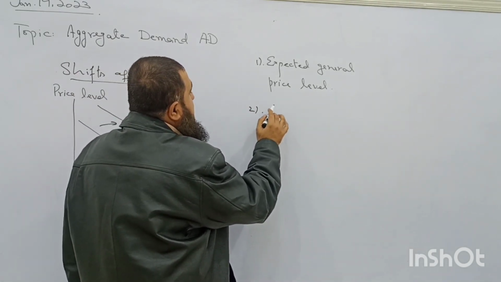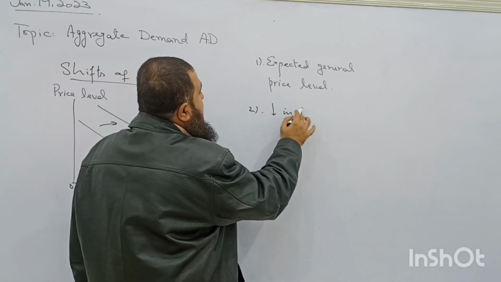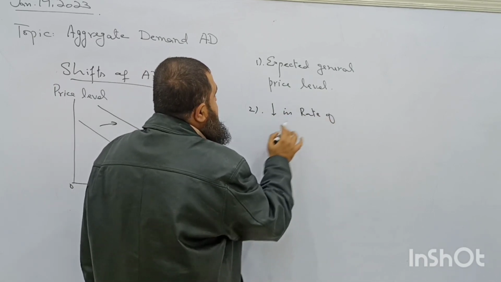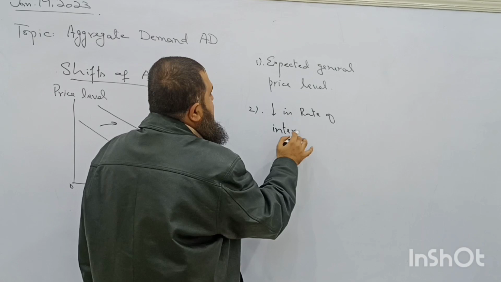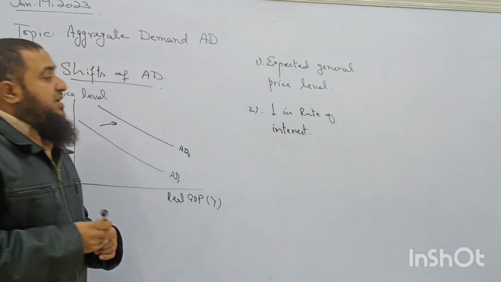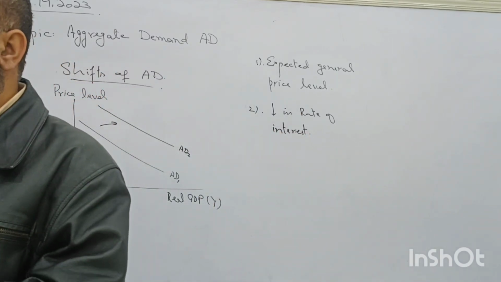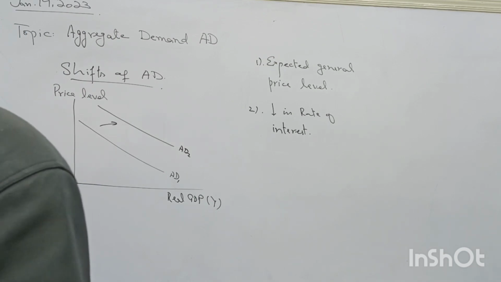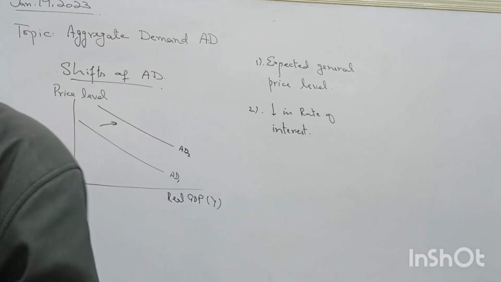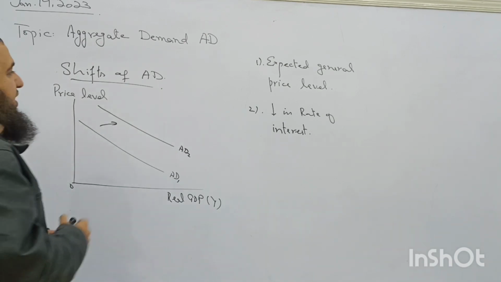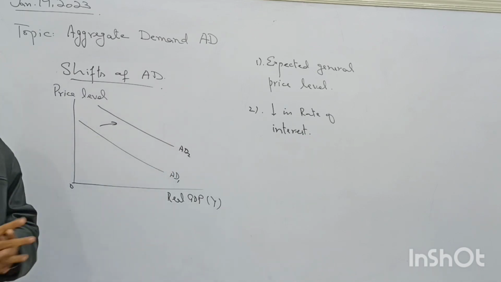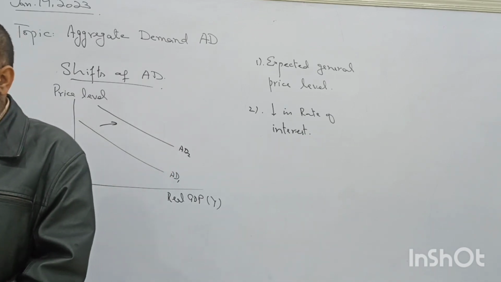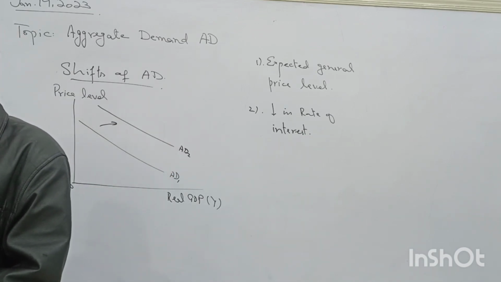The second reason is a decrease in the rate of interest. What do we mean by this? When the interest rate on saving has gone down, loans have become cheaper, so people will increase their aggregate demand. They will spend more on buying goods and services. So again, aggregate demand will shift rightward. Followed my points or not?